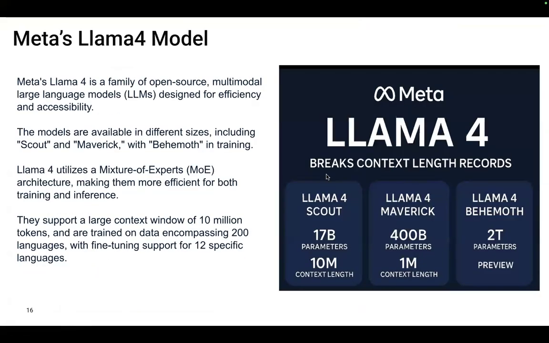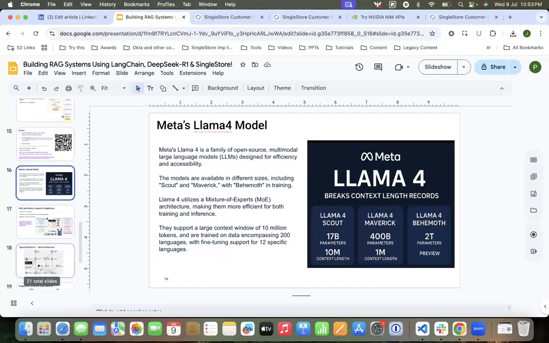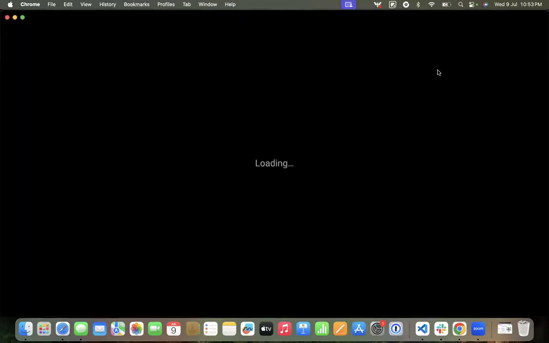Now let's talk about Meta's Llama 4 model, which also made a big noise because it's a family of open source multimodal LLMs designed for efficiency and accessibility. The models are available in three different sizes: Llama 4 Scout, Llama 4 Maverick, and Llama 4 Behemoth, with different parameters. Today in our tutorial, we're going to use Llama 4 Maverick and see how the responses will be if we are building a RAG application.